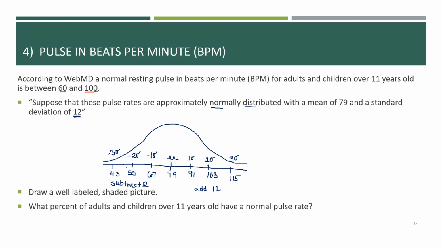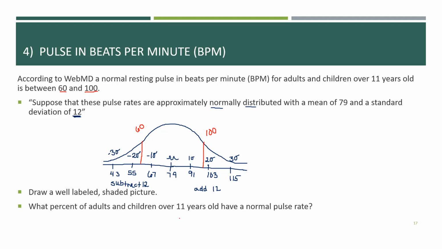So 60 is between 55 and 67, not quite equal, a little bit closer to 55. So right here is where I'm estimating 60 to be. And then 100 will be between 91 and 103, a little closer to the 103. So I'm estimating that this is where the 100 is.